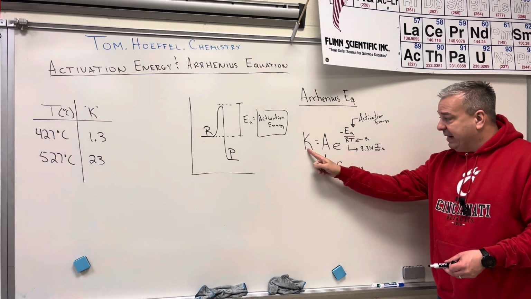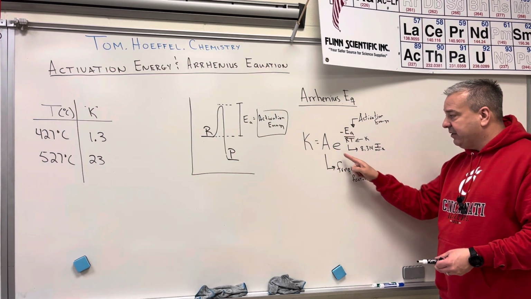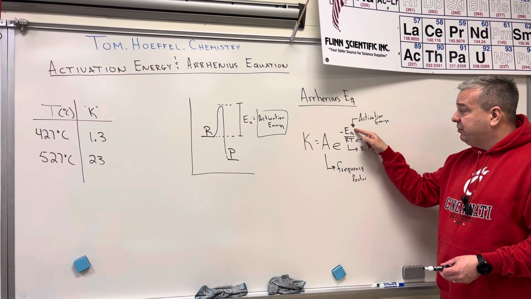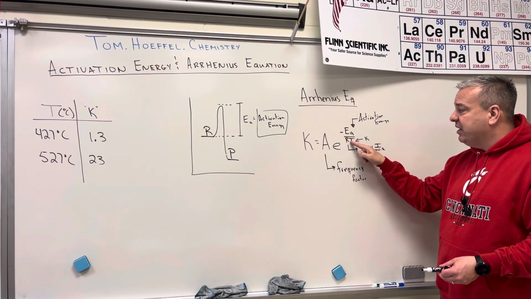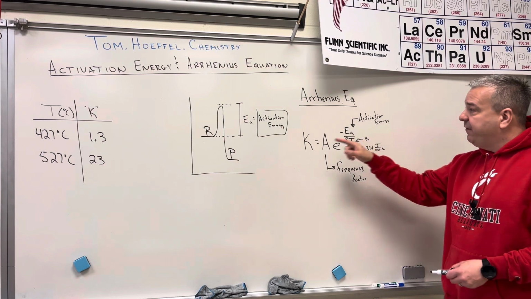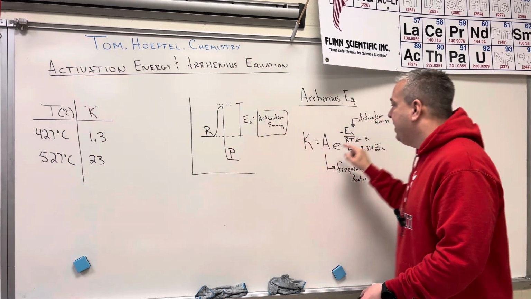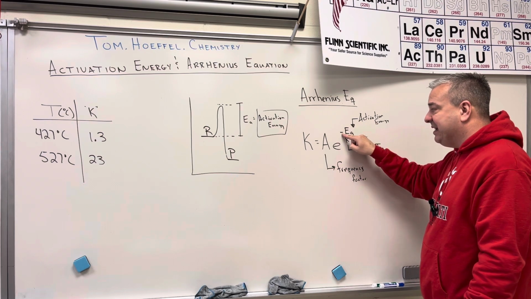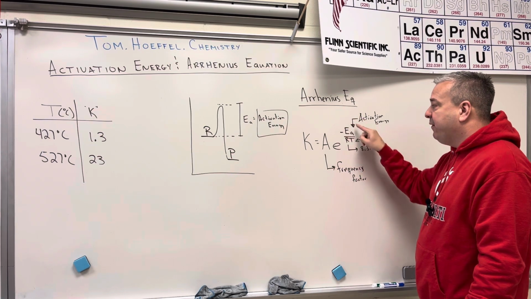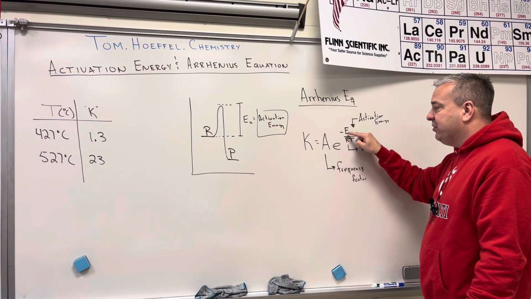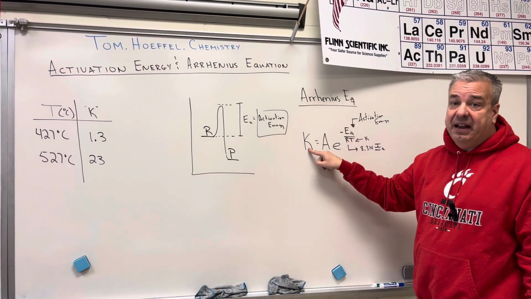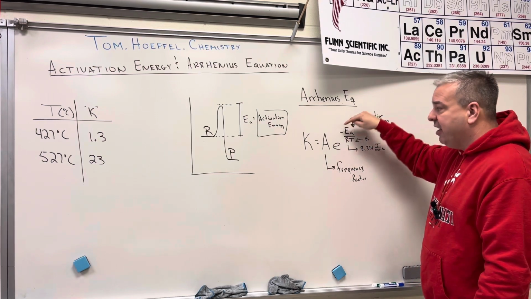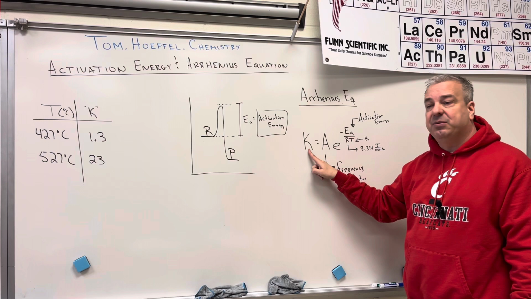So the rate constant is equal to the frequency factor times e, okay? And that's to the power of negative activation energy over RT. So if our hill is really big and the activation energy is really, really large, remember this is a negative on the exponent. If you have a really, really large activation energy, that would cause k to be a smaller number. So the larger the activation energy, the slower the chemical reaction will take place.